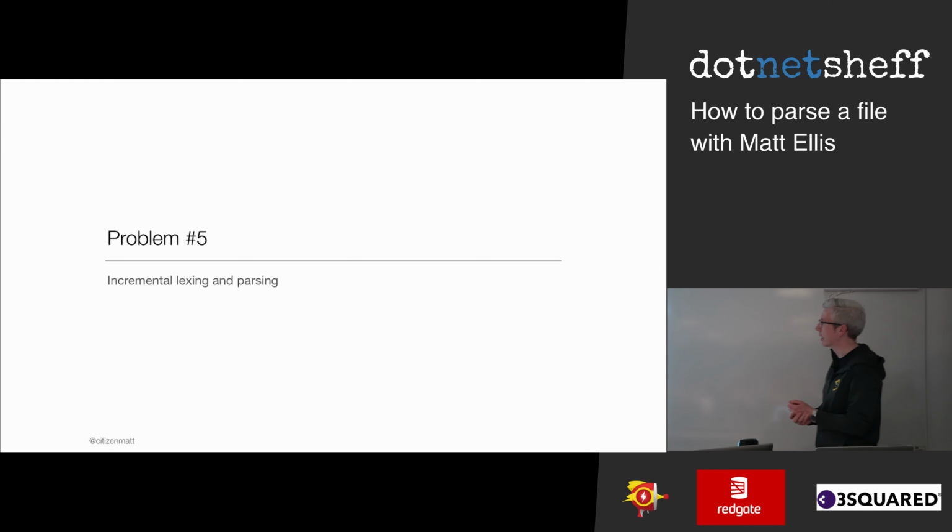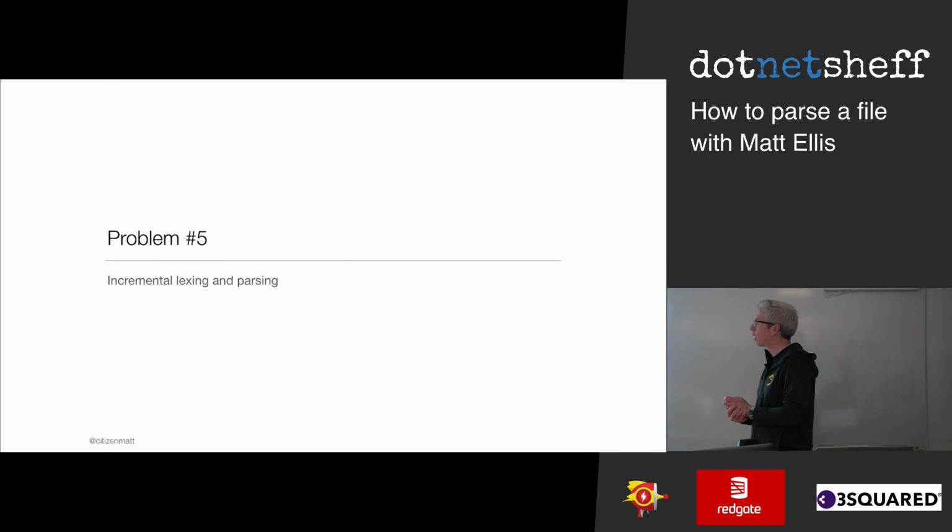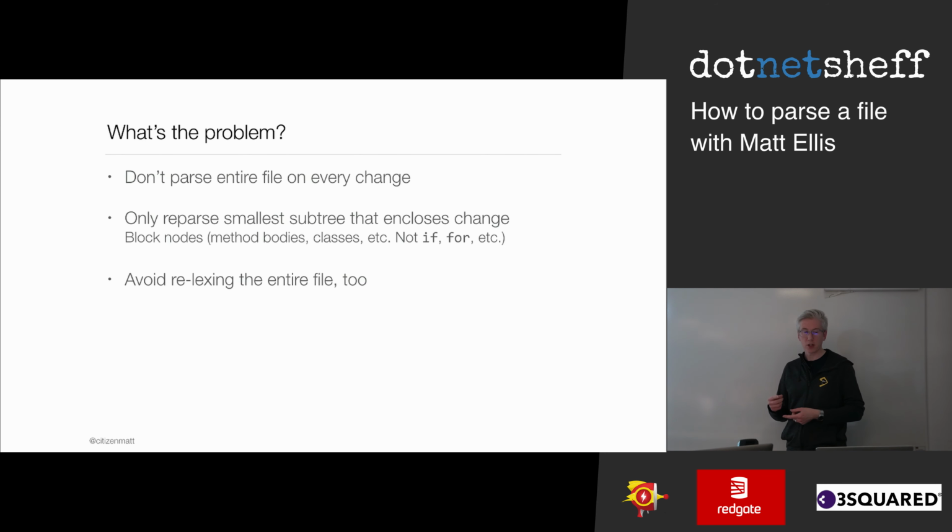All right, last couple of things then. Another big problem for an IDE is incremental reparsing. If you change your file, you don't want to parse the entire file on every change. You only want to reparse the smallest subtree that encloses the change. So basically, you walk up the tree from where the change is and find the block which encloses that change. If you are in C#, that'd be like walking up to a for statement or a method body or a class or whatever, and just parsing that change there.